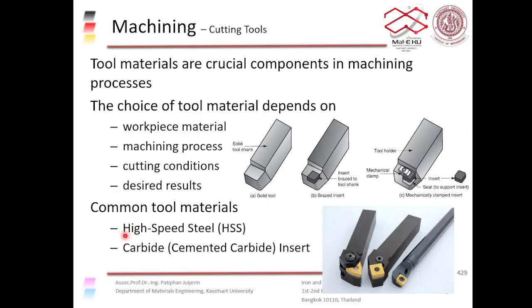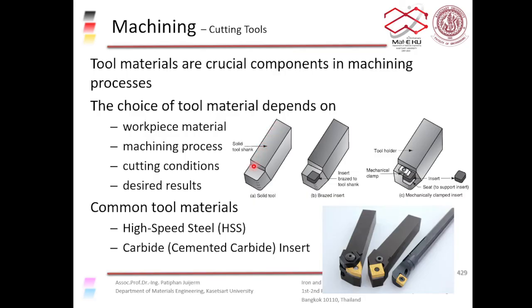Common tool materials are high-speed steel and carbide or cemented carbide inserts. So this is the normal shape for the high-speed steel, and we have a solid tool, right? So the whole piece is made from high-speed steel.